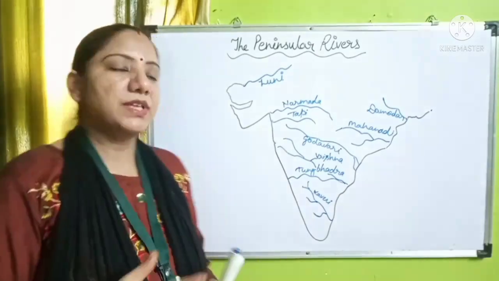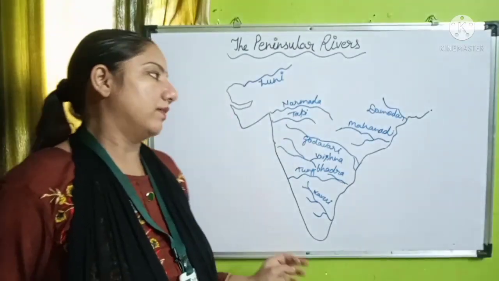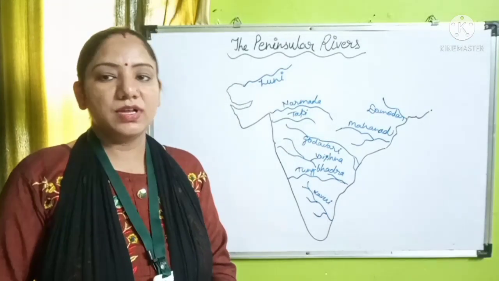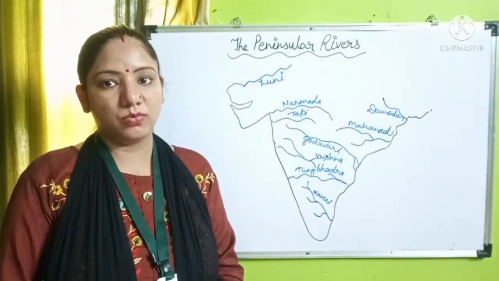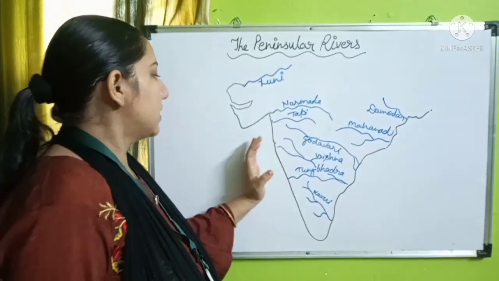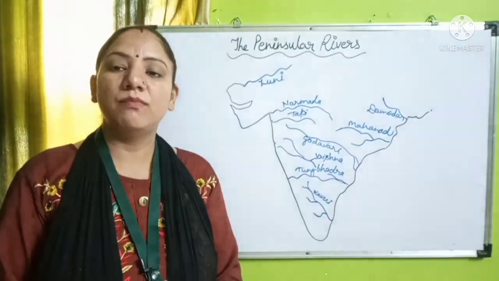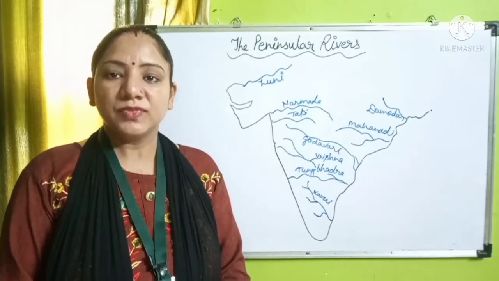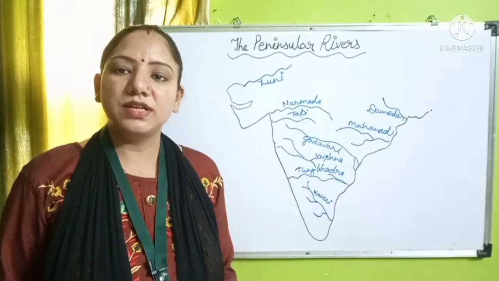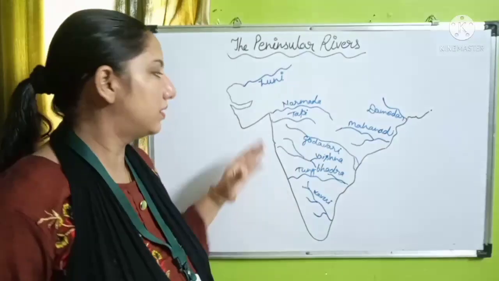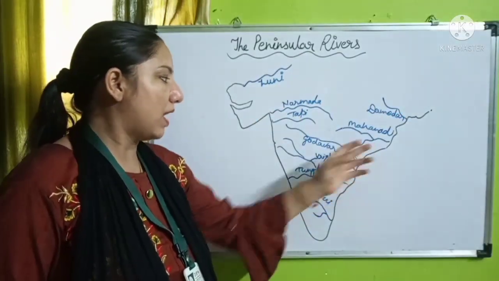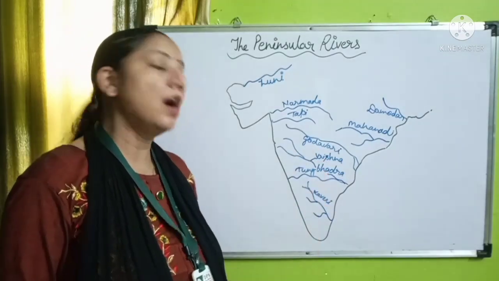And the basic thing about the peninsular rivers is that the peninsular area was formed near around 200 million years ago. So these rivers existed in our country before the northern rivers of our country. Now we will see the detailed study about some important rivers like Narmada, Damodar, Mahanadi, Godavari, Krishna and Kaveri.